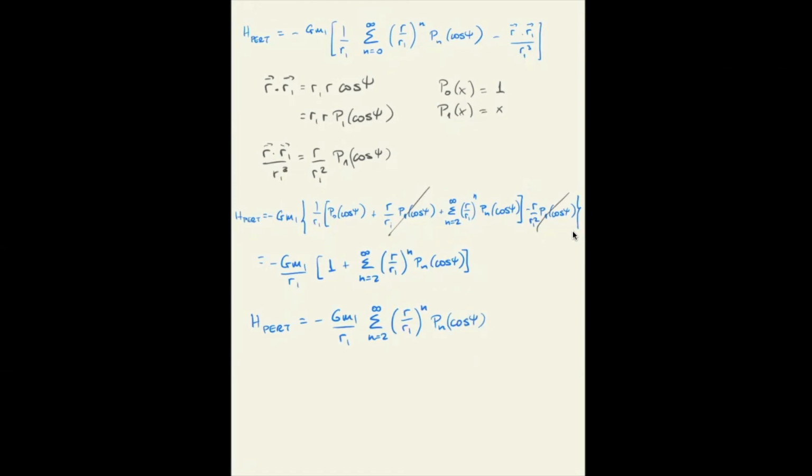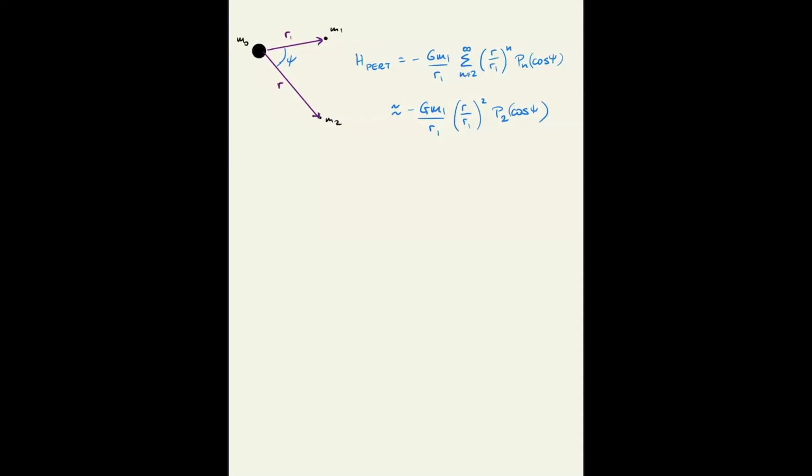Now we're going to use an approximation that we're only interested in the second order term of r over r1. So we're only going to use the n equal 2 term. What does that mean geometrically? Geometrically, using only the n equal 2 term and ignoring the higher orders of R over R1 implies that you are assuming that R over R1 is a small parameter. So you can ignore the higher order terms. That means R is much, much less than R1.